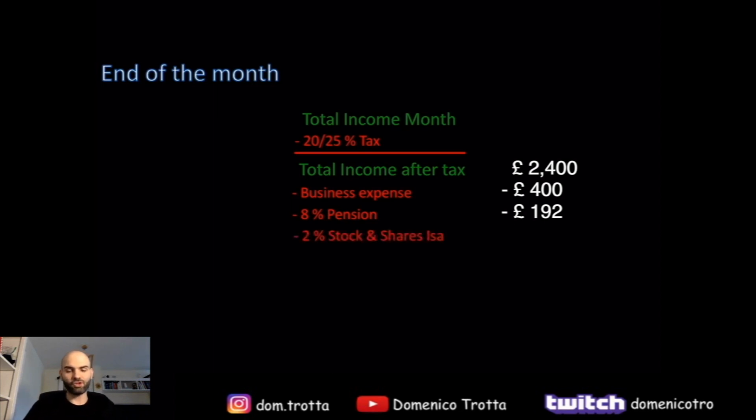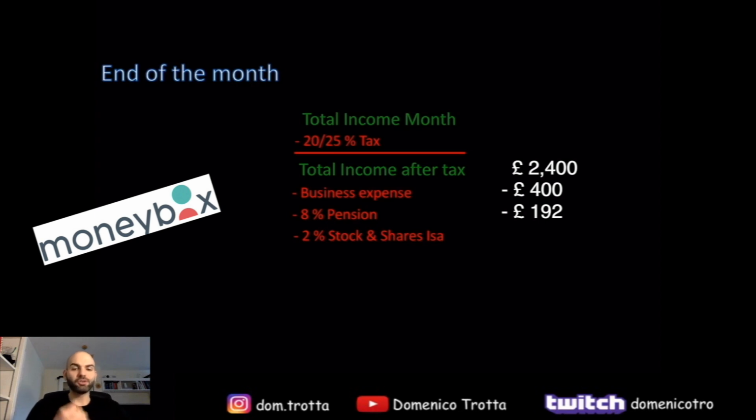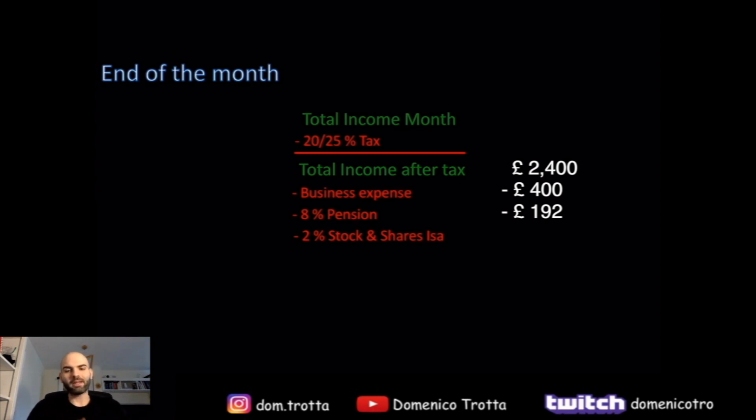Next step. I have an app called Moneybox. Through this app, I've opened an account called a Stocks and Shares ISA. I put 2% of my income into this Stocks and Shares ISA. It's just because I like to do this kind of investment. I trade different stocks also, but that's another video. Actually, if you want to know more, leave a comment below and ask me, and I will try to do another video. But yeah, let's say I call this savings.